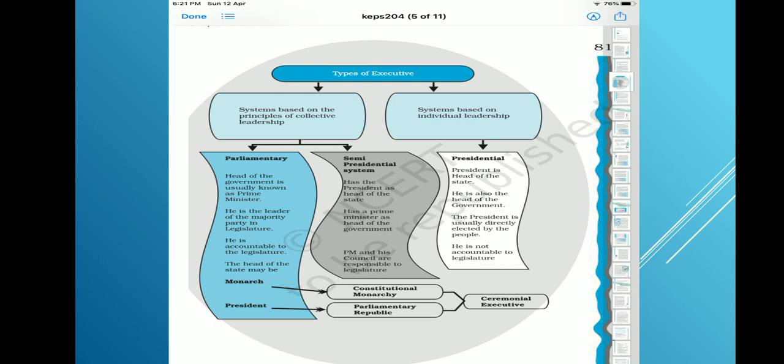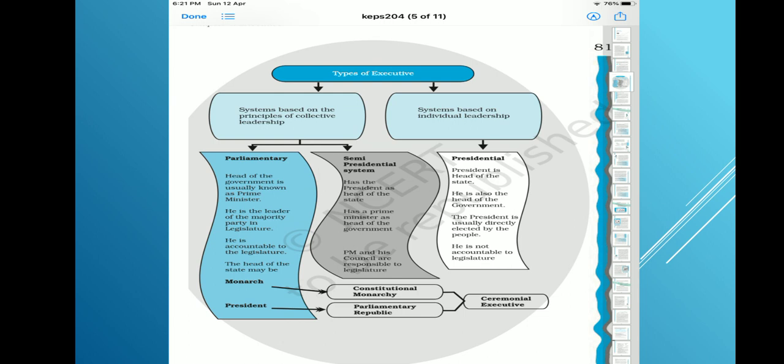But in the parliamentary system, there are two other types. One is monarchy and another is presidential. In monarchy, constitutional monarchy is found, like it is found in Britain and Bhutan also.